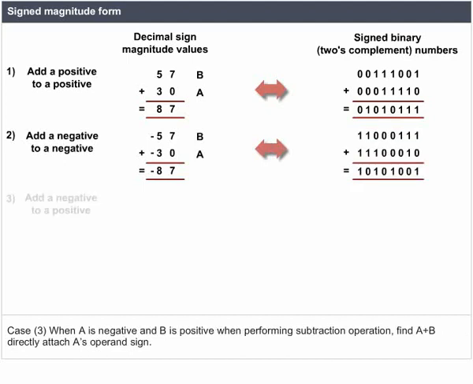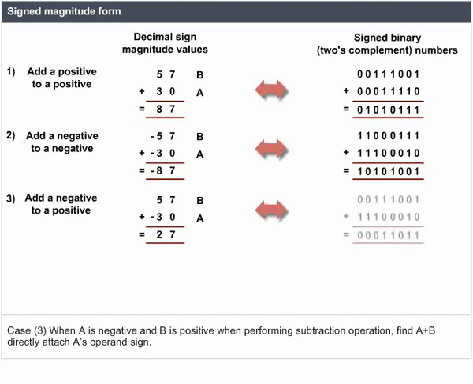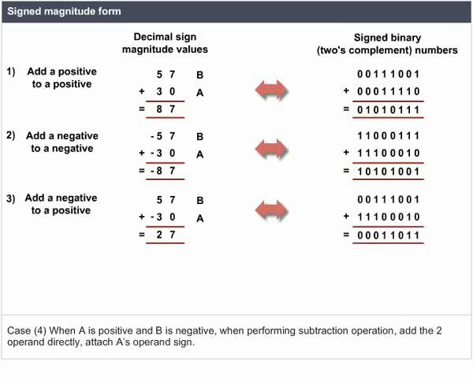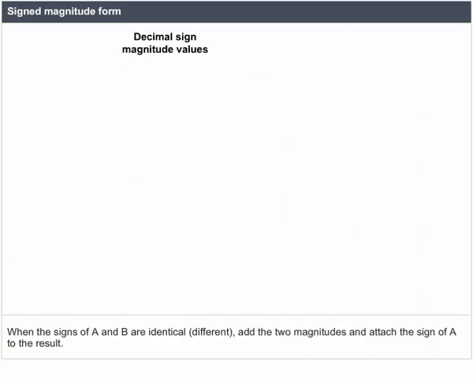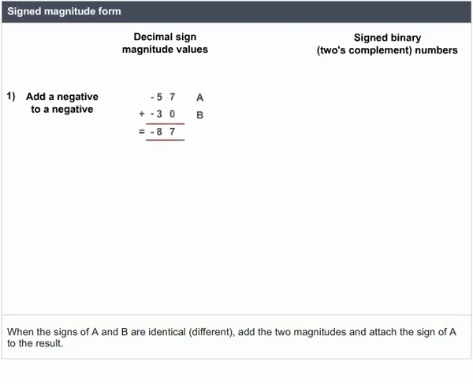Case number 3. When A is negative and B is positive, when performing subtraction operation, find A plus B directly, attach A's operand sign. Case number 4. When A is positive and B is negative, when performing subtraction operation, add the two operands directly, attach A's operand sign. When the signs of A and B are identical, add the two magnitudes and attach the sign of A to the result.